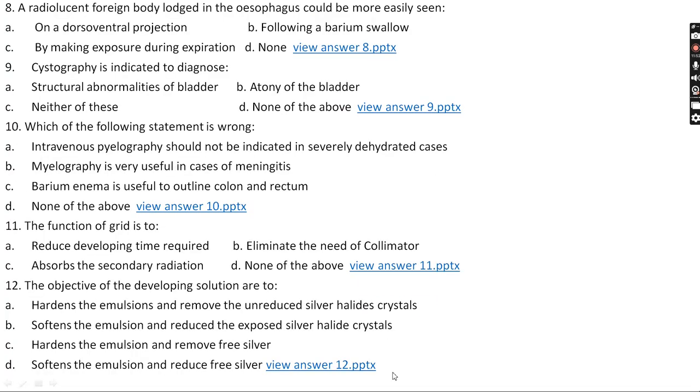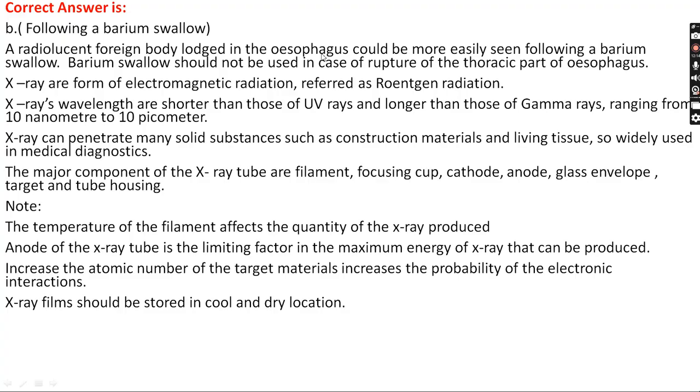Question number 8. A radiolucent foreign body which is lodged in the esophagus could be easily seen: option A, on a dorsoventral projection; option B, following a barium swallow; option C, by making exposure during expiration; or option D, none. The right answer is option B, that is following a barium swallow.